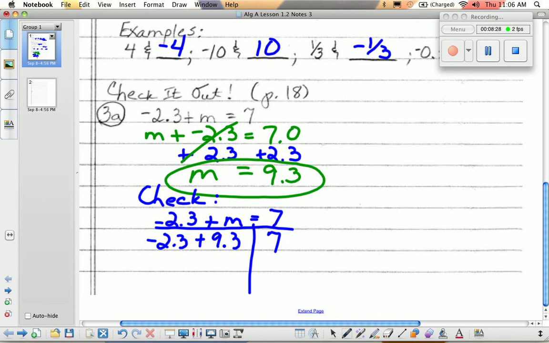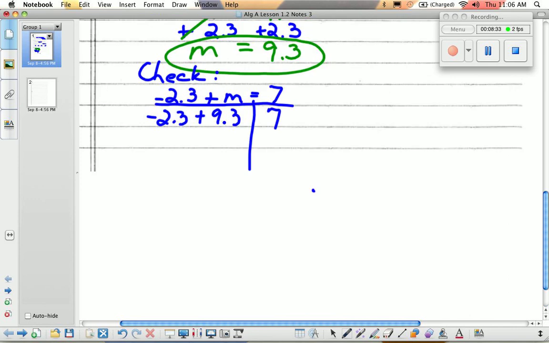Some of us are having a little bit difficult time understanding what this checking means. We're not solving anymore. We've already solved it, you guys. We're done solving. We're just checking to see if it makes the equation true. So we put it back in and we check to see. But we work down. What is -2.3 plus 9.3? It should equal 7. That's because we want it to, right?